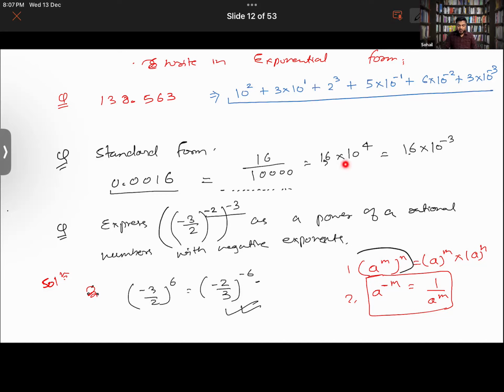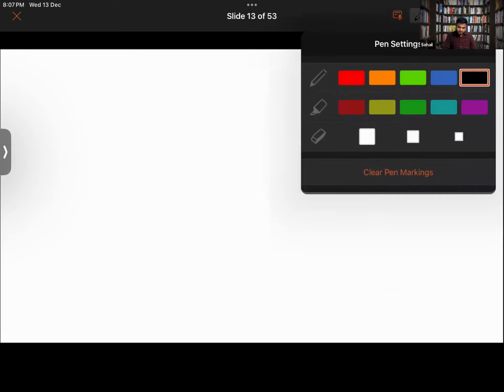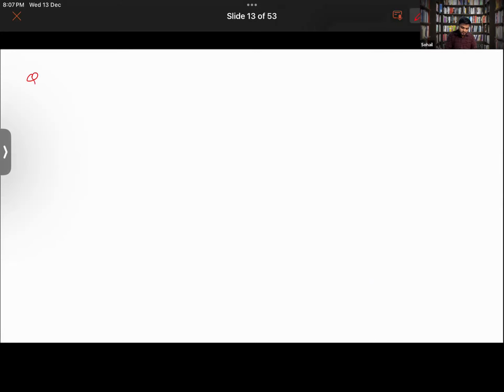How we did this, many times students get confused. ये कैसे हमने किया, ये clear हो रहा है कि नहीं आप लोग? Yes, sir. Okay, good then. Solve some more questions then. Take one more question.